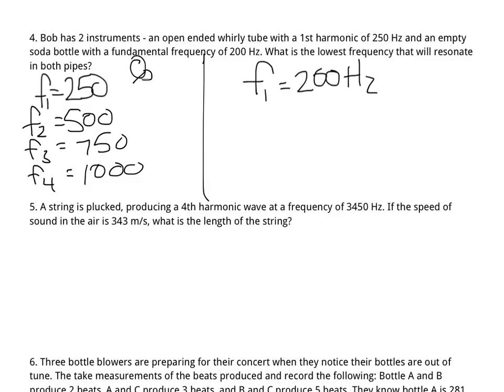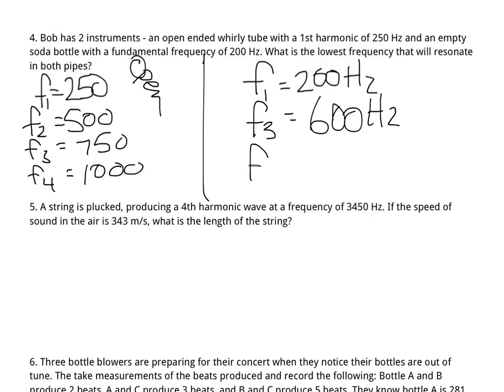That's for the open pipe. For the closed pipe, it's a little bit more complicated. There are no even numbered harmonics here. So in this particular set, there is no F2 that resonates at 400 hertz. The next highest is the third harmonic, which is 3 times the frequency of the first.